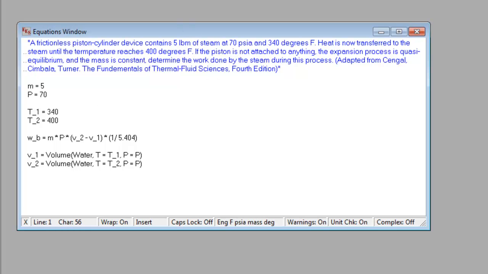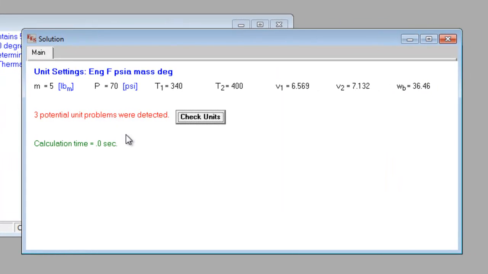Let's go ahead and solve that again. It's still going to give us the same unit problems, but that is the correct answer. It's 36.46 British thermal units.